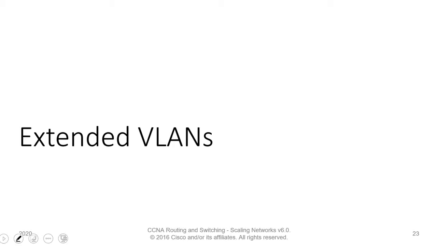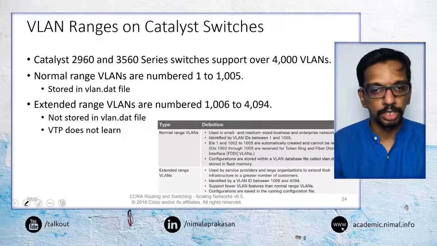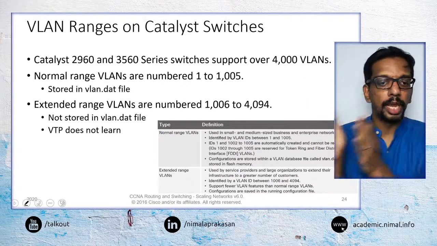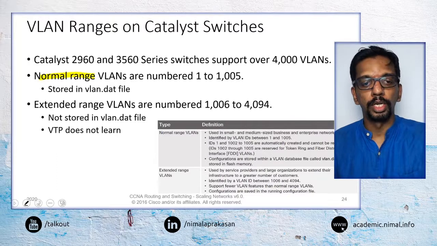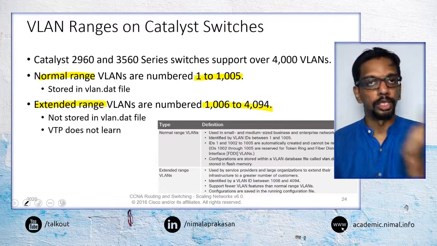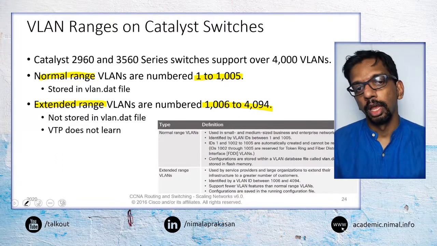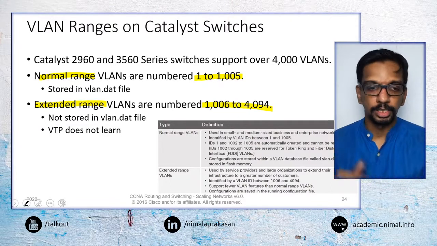Now we will look at extended VLANs and how some of these things would slightly differ when we are using extended VLANs. Again, this is something you would recall from the previous courses. One of the main differentiations is the VLAN numbers that we would use. For the normal range we would use 1 to 1005 and for the extended range we would use 1006 to 4094. That is a way to differentiate between VLAN ranges into normal range and extended range.